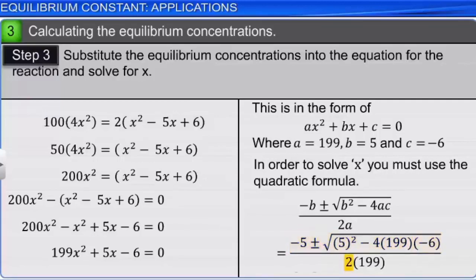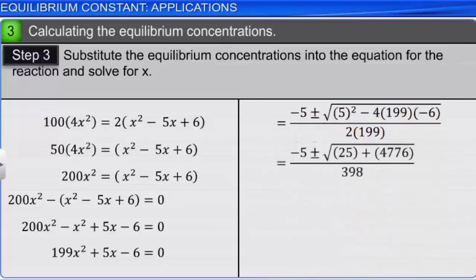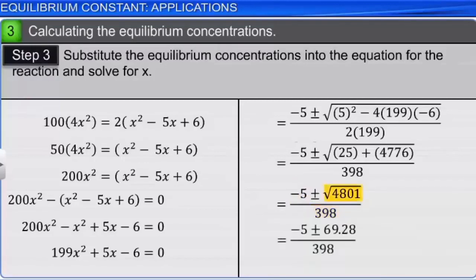This can be written as minus 5 plus or minus square root of 25 plus 4,776 divided by 398. This can be further written as minus 5 plus or minus square root of 4,801 divided by 398. The square root of 4,801 is 69.28. Hence, the equation can be written as minus 5 plus or minus 69.28 divided by 398.